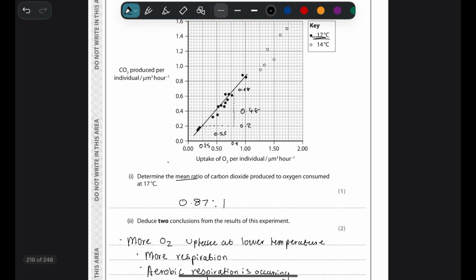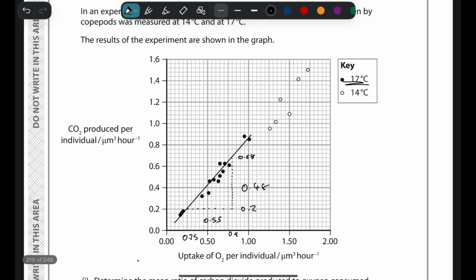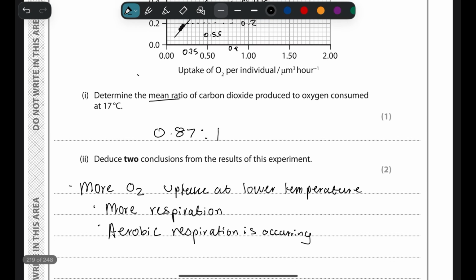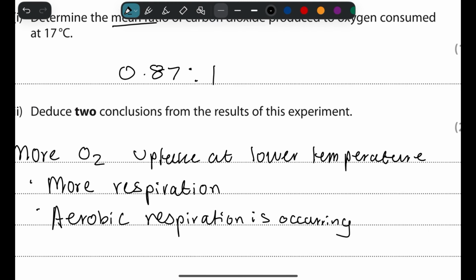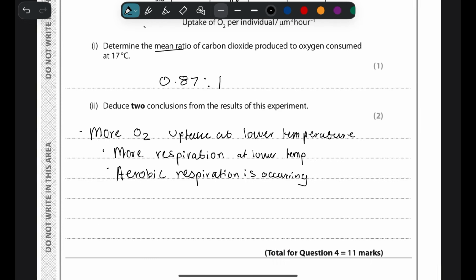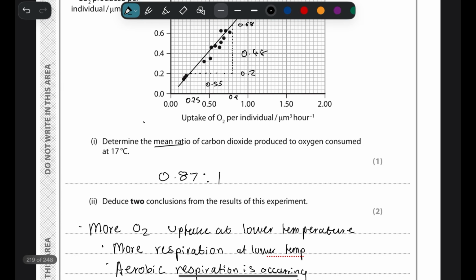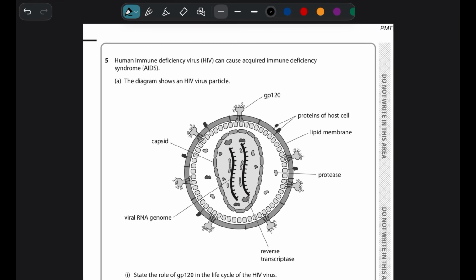Deduce two conclusions from the results. Deduce means pick something from the data and then write what that means. In terms of what I can see in the data, it's very obvious that there's more O2 uptake at the lower temperature. There's also more carbon dioxide produced at a lower temperature. What does that mean? That means that at the lower temperature, we're having more respiration. I should even mention at lower temp. So that's one conclusion. What else? Well, if we're taking up oxygen, the respiration that we're doing is aerobic. So that's the other thing I'd mention.